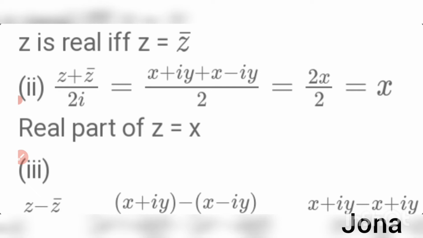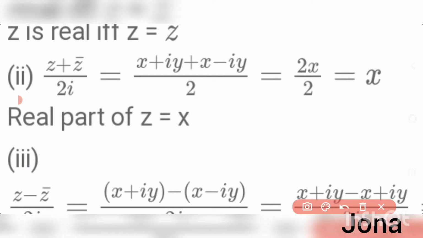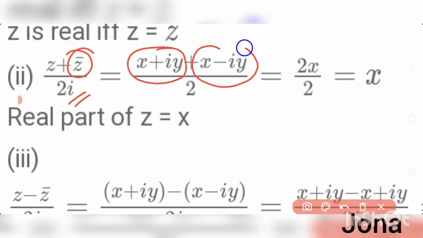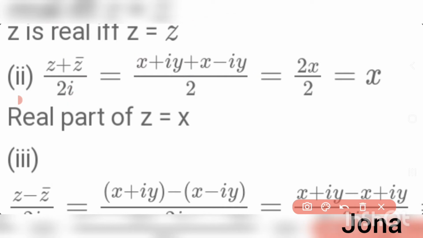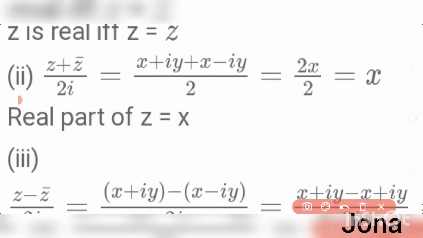Okay. Now let me take the second division. Z plus Z bar divided by 2. So here Z is x plus iy and Z bar is x minus iy, whole divided by 2 here. So x plus x is 2x here, and 2x divided by 2 can be cancelled, 2 and 2. So we have x only there. So the real part of Z is x now. So this is also real only here.